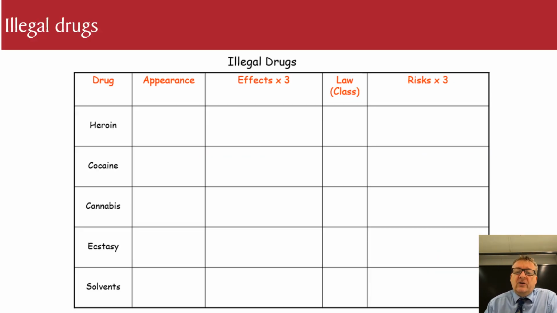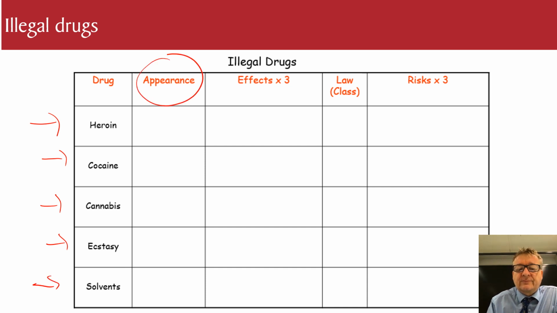Now, on here I've got a table that talks about illegal drugs. In the unit, you're going to be talking about heroin, cocaine, cannabis, ecstasy, and solvents. You need to know what they look like, and you need to know the effects, the law, and the risks.